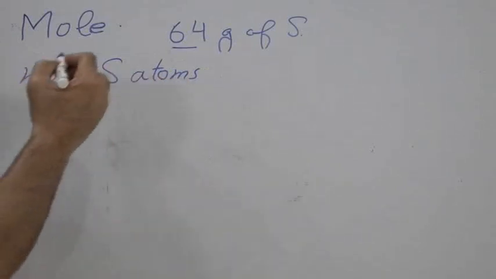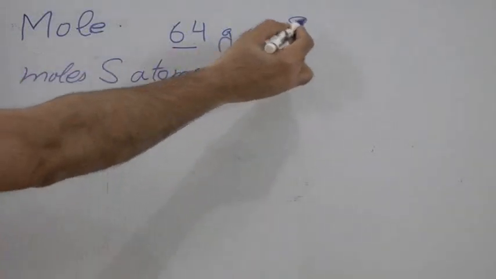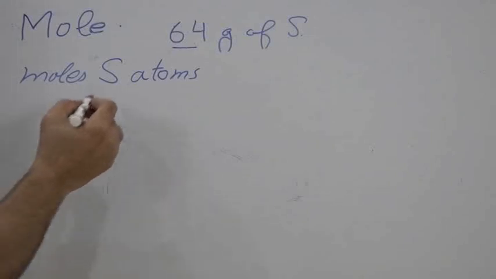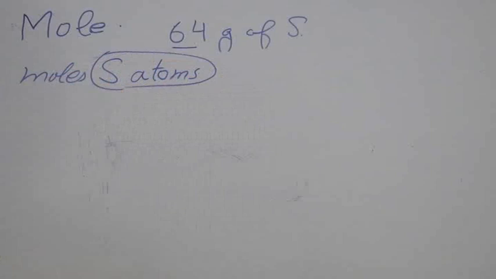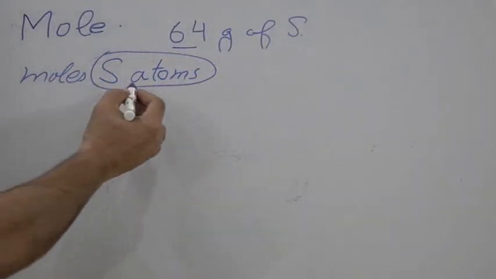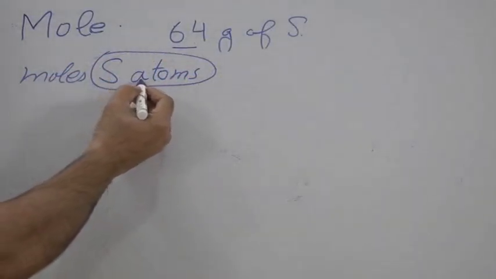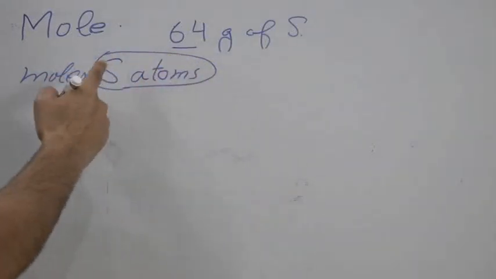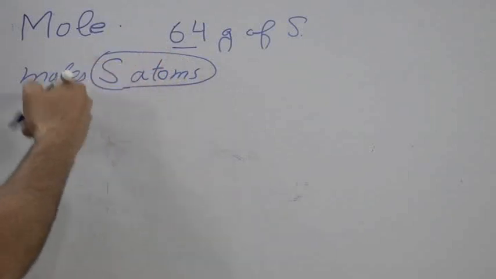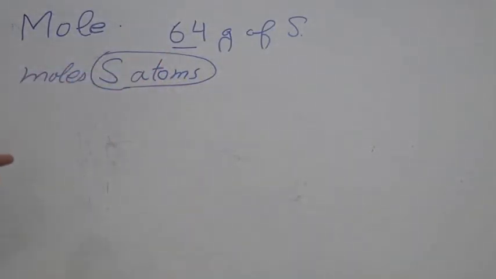Moles of sulfur atoms we have to find out in 64 gram of sulfur. Here we have to pay heed to this. So what do we have to do? We have to first calculate the mass in U of the unit, number of which we have to find out. We have to find out the number of which? Sulfur atoms. That is why we must know the mass in U of one sulfur atom.